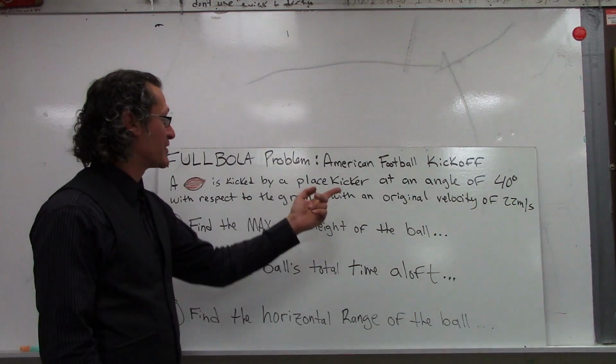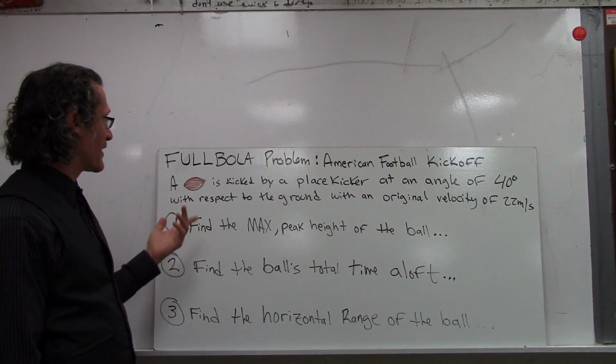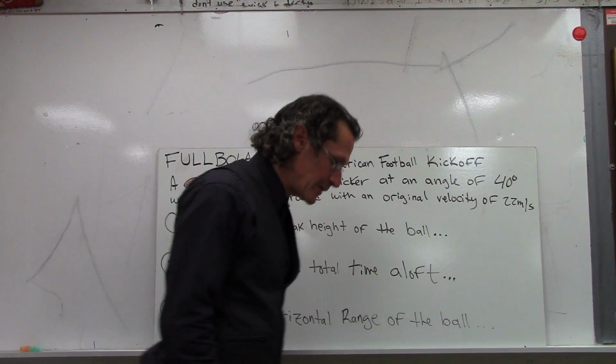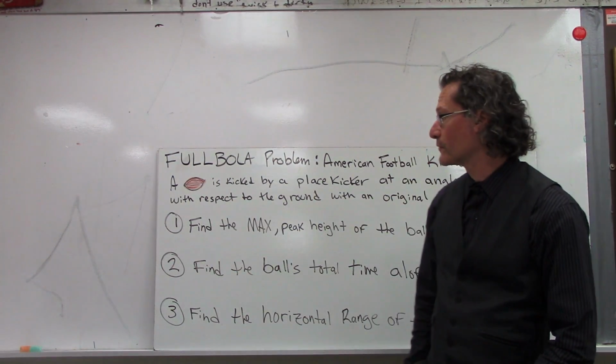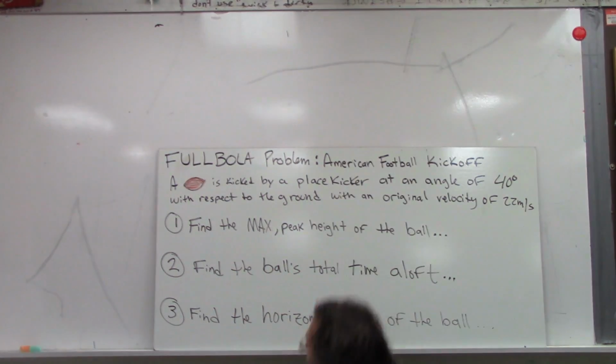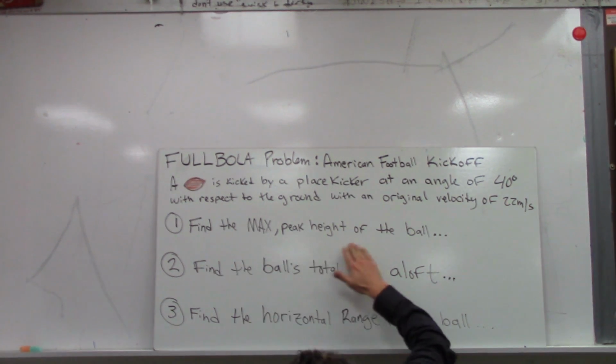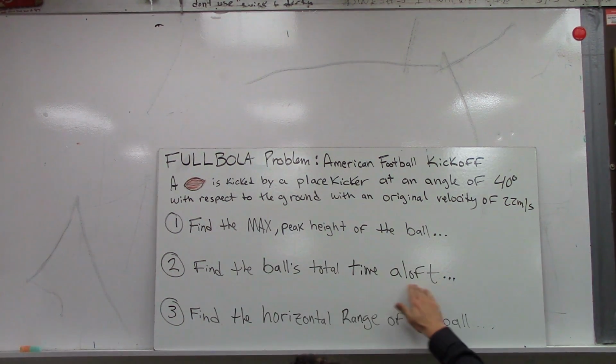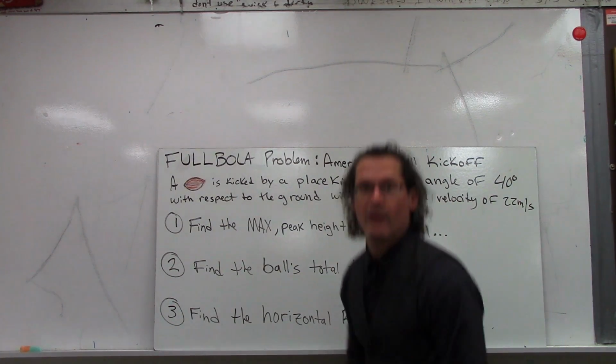A football is kicked by a place kicker at an angle of 40 degrees with respect to the ground with an original velocity of 22 meters per second. We want to find out the following. What is the max peak height of the ball? What is the ball's total time aloft? And the horizontal range of the ball.